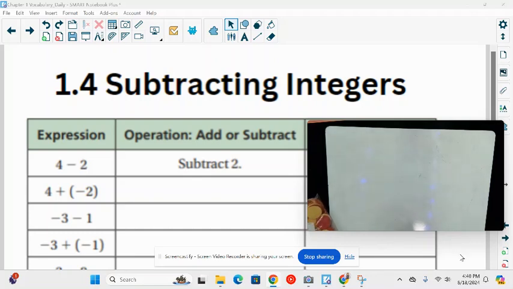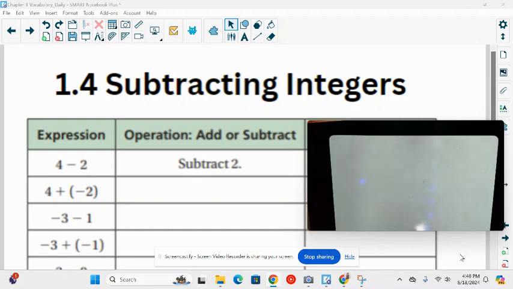Okay guys, so today we're going to be looking at subtracting integers. So we've done adding integers, and now we're going to look at subtracting them. When we subtract integers, really the goal is to get it to adding so that we can follow our adding rules.